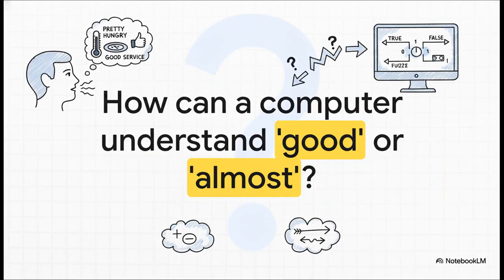So think about this for a second. How often do you say something is good or that it's almost time for dinner? All the time, right? Our language is just full of this stuff. It's nuanced. But computers? They live in a world of black and white, zeros and ones, true or false. So the big question is, how on earth can a machine possibly get a handle on these fuzzy human ideas?